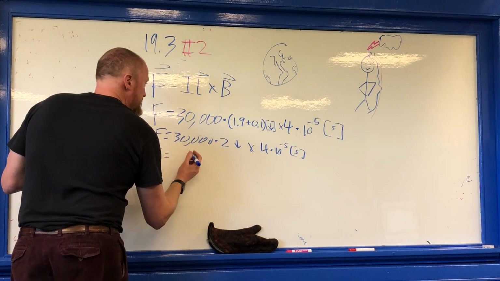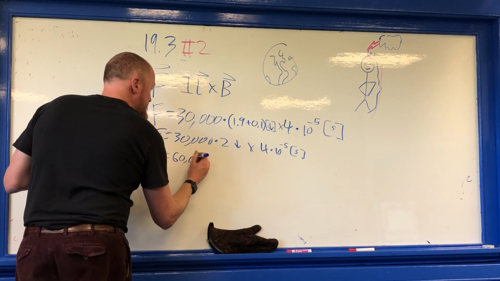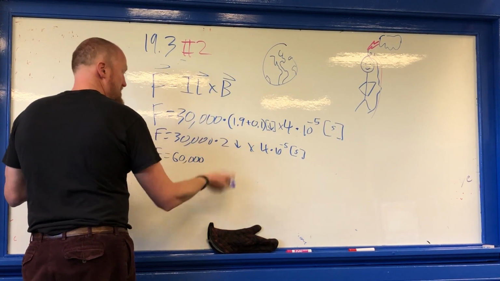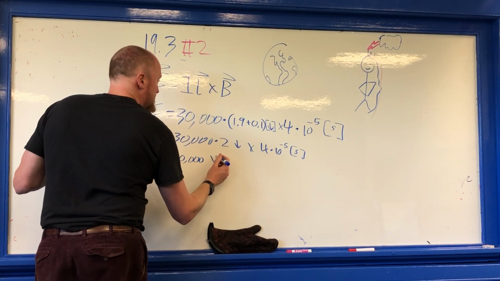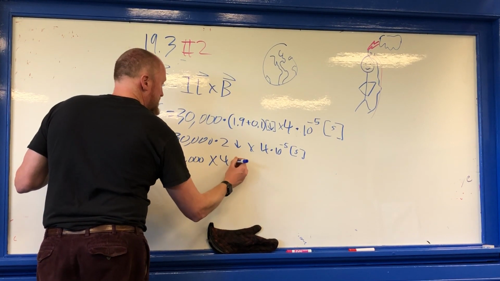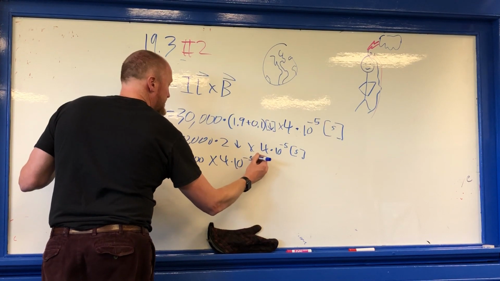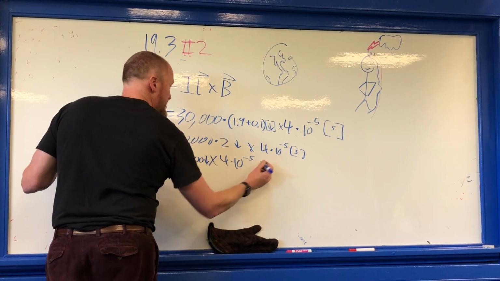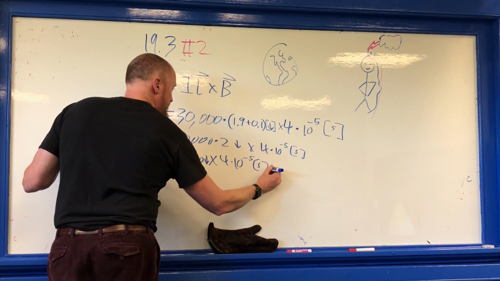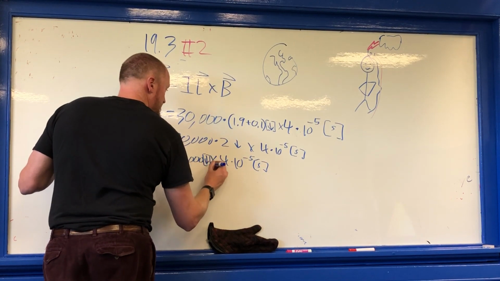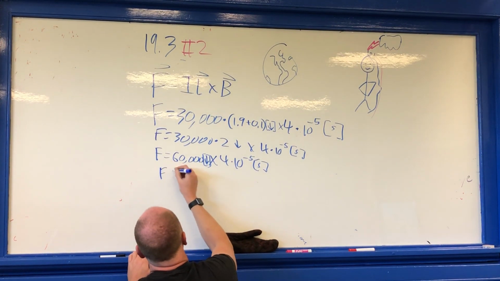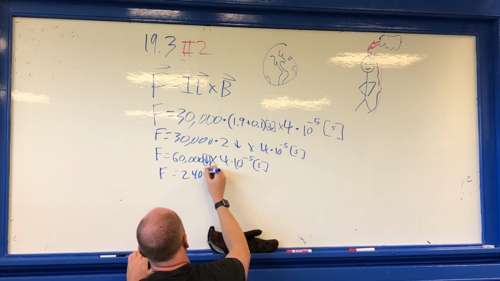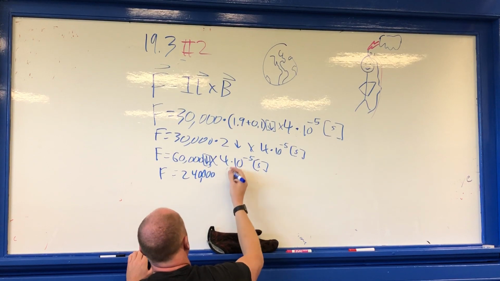So, force is equal to 60,000 amp meters. Cross product, 4 times 10 to the negative 5. Okay, this is down, this is south. Multiply these together, and I get F is equal to 240,000 times 10 to the negative 5.